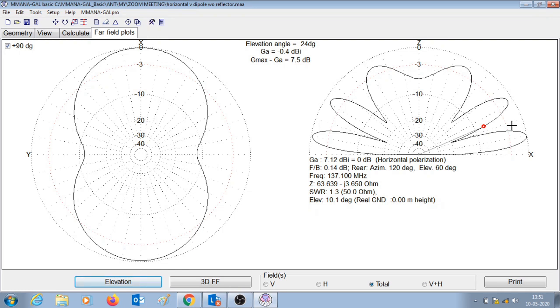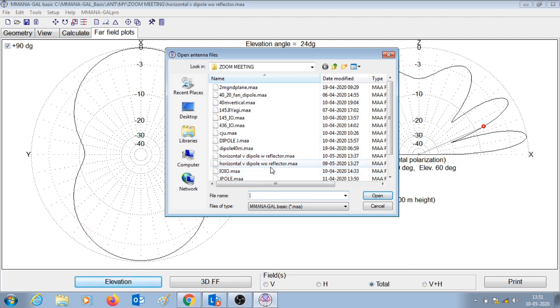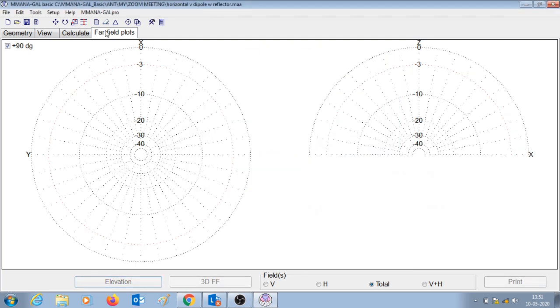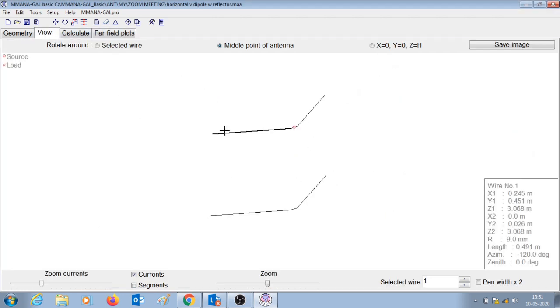So what I did was I decided to introduce a reflector, which is V in shape, which also has a 120 degree apex angle, and which is mounted a quarter wavelength below the main antenna. So I will show you what I've done with the reflector. Here you can see this is the main antenna, and at a quarter wavelength below it, like 0.5 meters, I have introduced a reflector.